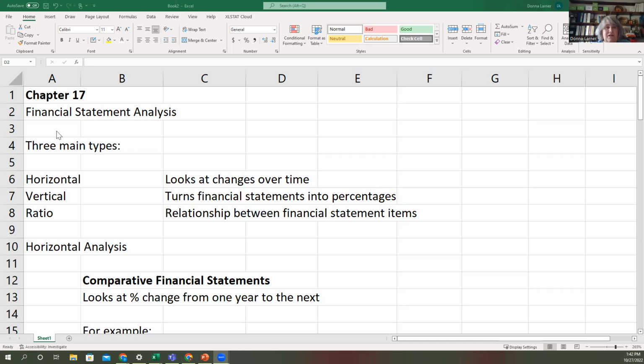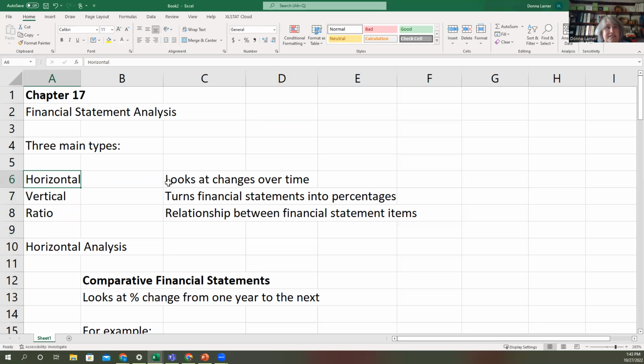There's lots of things we want to look at with a company. But to this point, we've learned how to create the financial statements, how to record entries, but never stepped back and said, now that we've got all this information in financial statements, in reports, what is it telling us about the company? So this chapter is really going to do a switch and say, let's sum it all up and figure out how the company's doing. There are three big areas we're going to look at: horizontal, vertical, and ratio analysis.